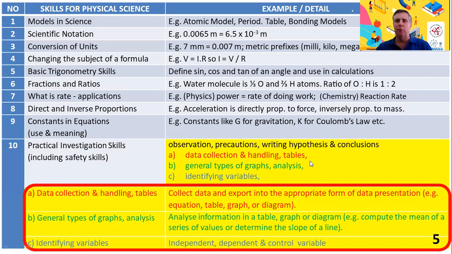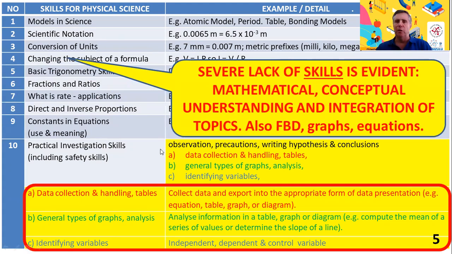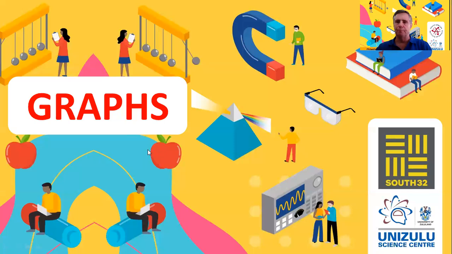Let's look on page 5, what skills are required for this section. Again, because graphs are involved, all of these graph skills under skill number 10 are important. And a reminder of the examiner's comment that a severe lack of skills was evident when marking matric papers. So let's make sure that we develop those skills, not just for this section, but for every section.